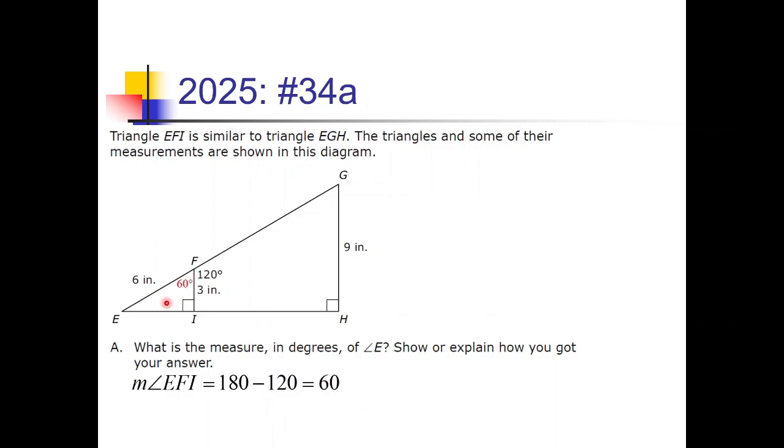Now, since I've already got 2 out of the 3 angles in a triangle, I can find the third one pretty quickly. And since one of the angles is 90 degrees, to find this third angle, I just need to do the remaining 90 degrees minus the 60 that I've used up here. So 90 minus 60, which is going to give me 30 degrees.